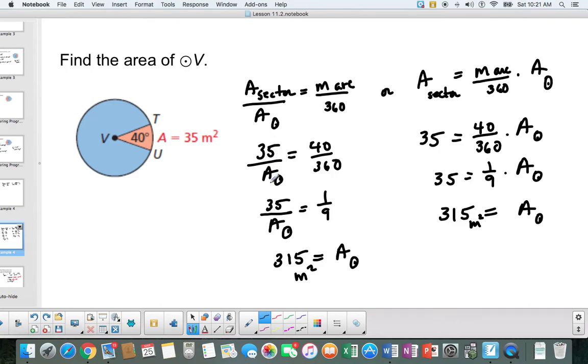35 over the area of the circle. This is what we're looking for. We're looking for the area of the circle. And I went ahead and reduced, and then I cross multiplied, and I got my answer. So that's one way you can do it. If you like this formula method, then instead of saying pi r squared, just say area of the circle, because that's what it is. And again, here's my fraction, like I had over here, 1/9, and I multiply both sides by 9, and I get the same answer.